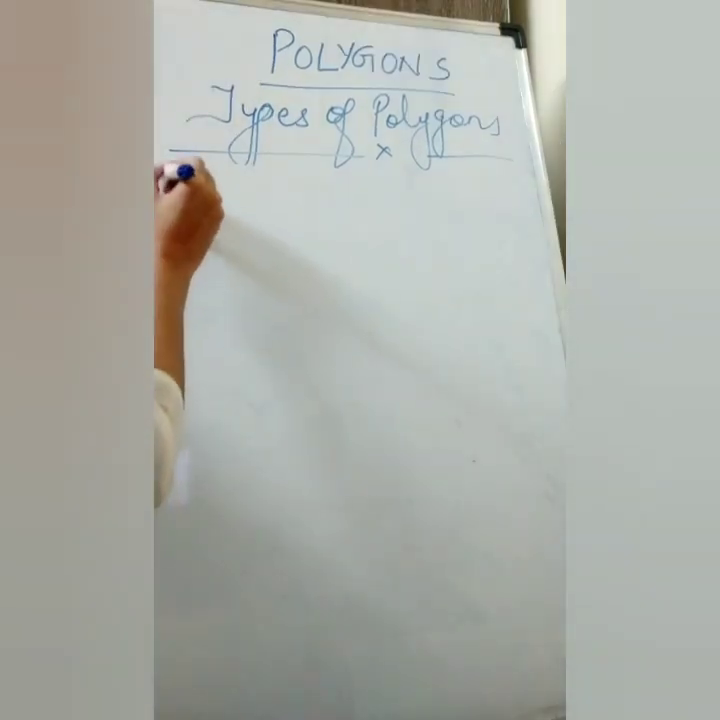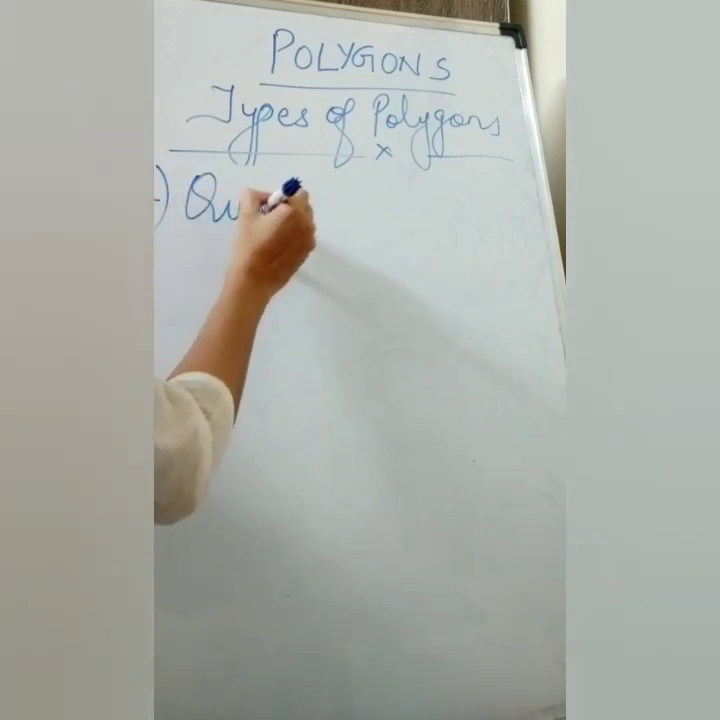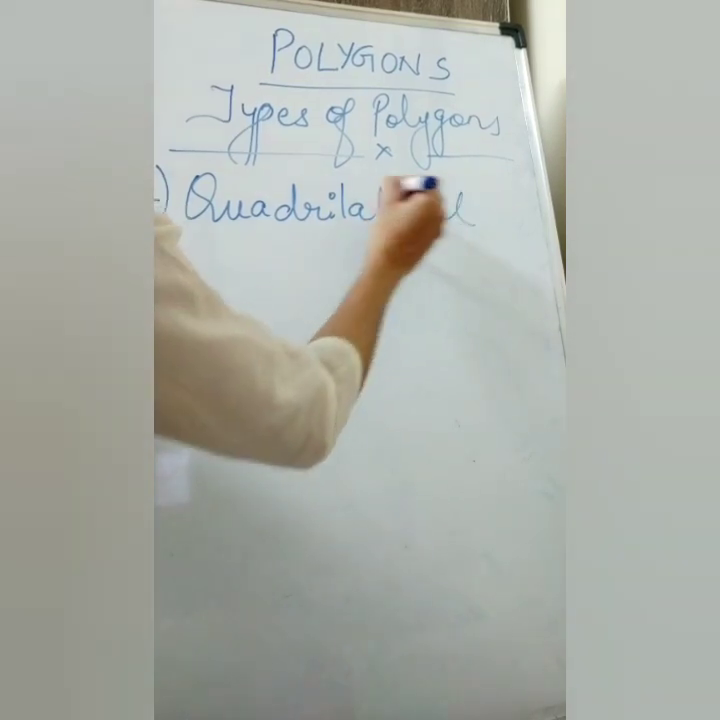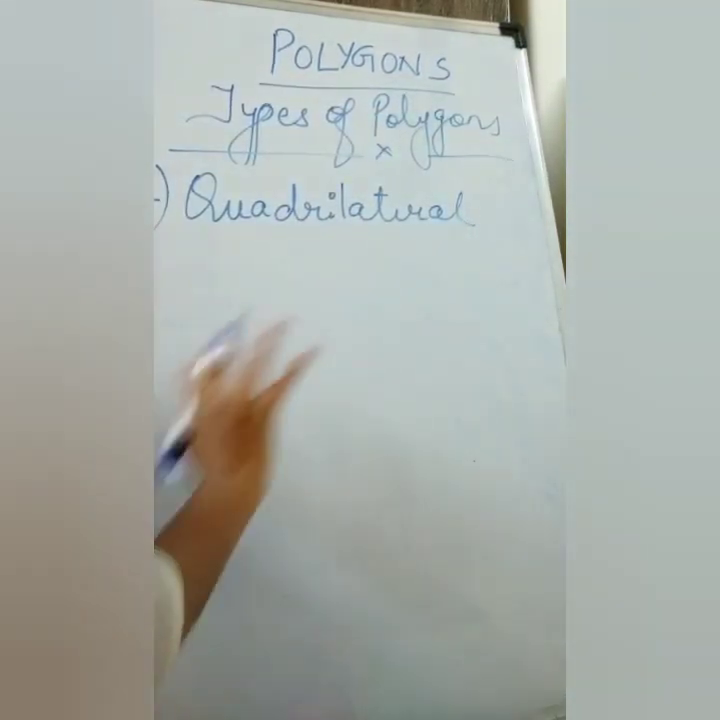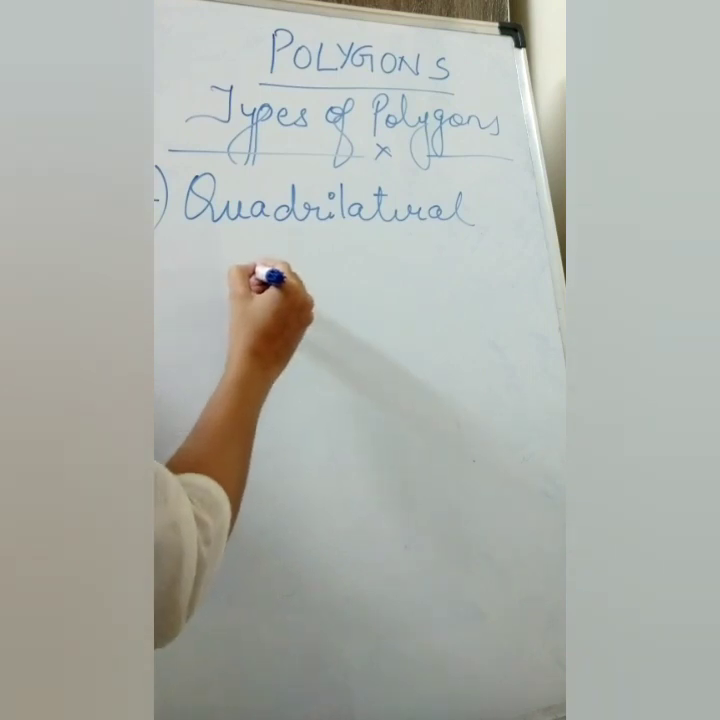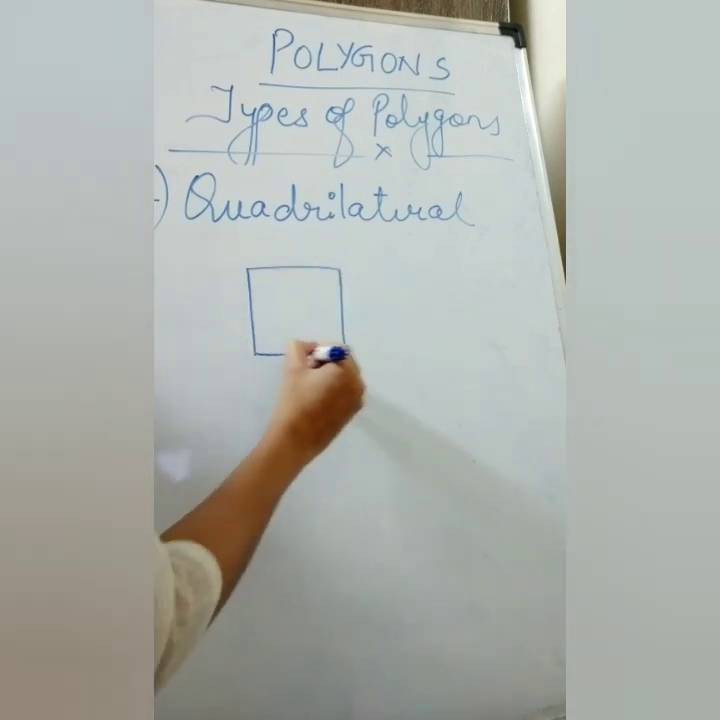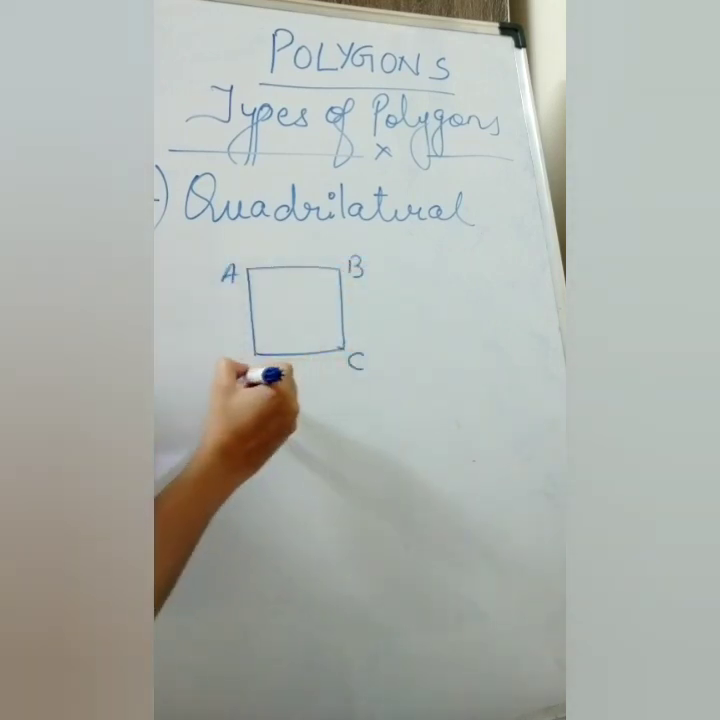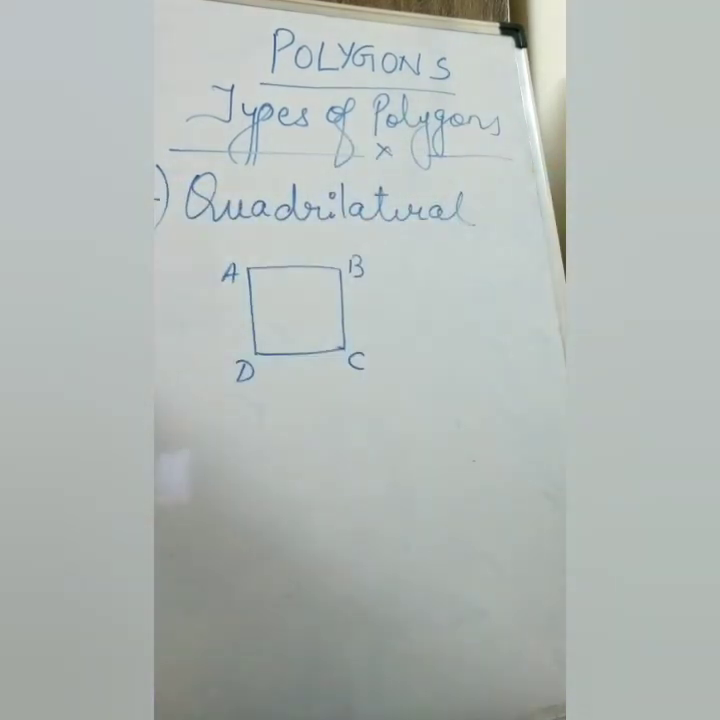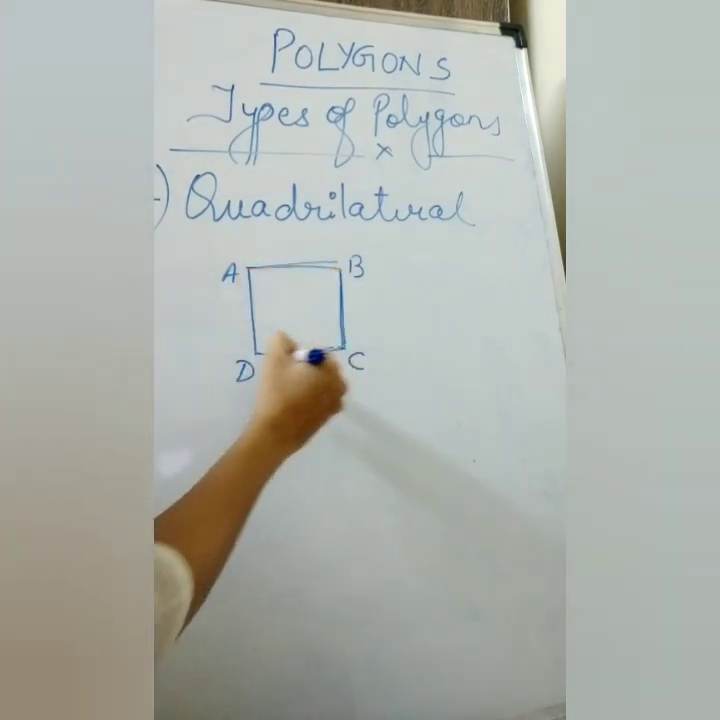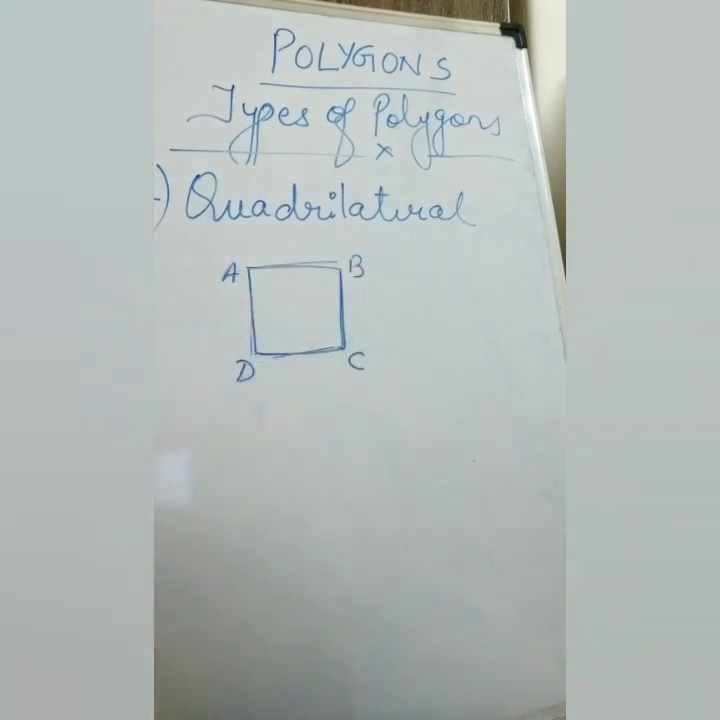Now number 2 is quadrilateral. Quadri means 4 sides. So a polygon with 4 line segments is called a quadrilateral. So 1, 2, 3, 4. This is A, B, C, D. This is a square. The square is what? A quadrilateral, because it has 4 sides. This is 1, 2, 3, 4, and this is a closed figure.